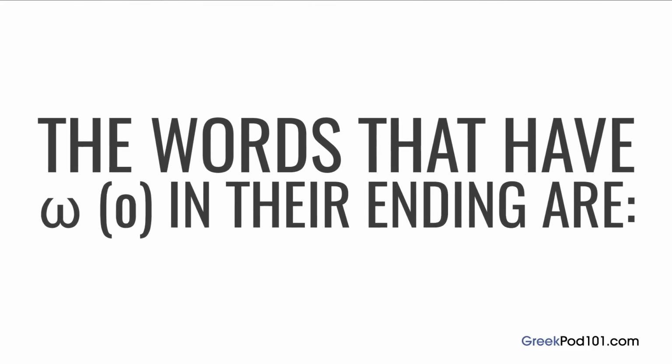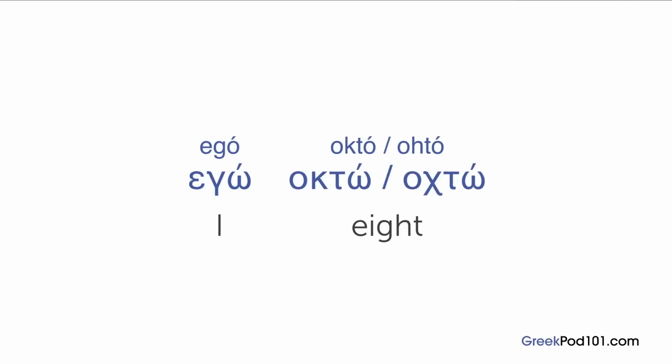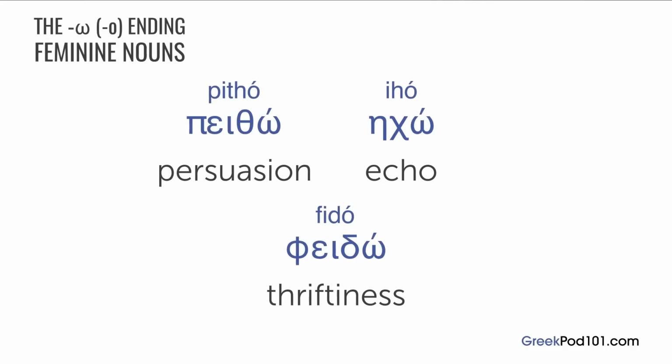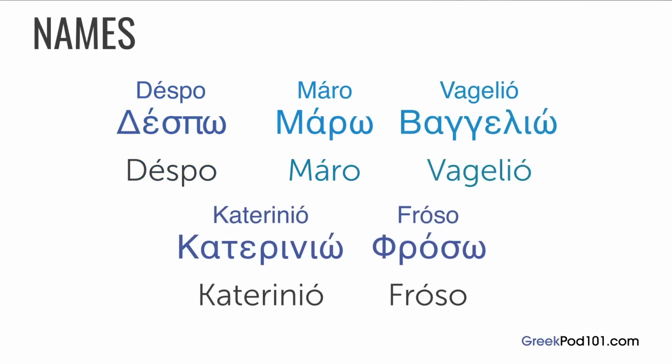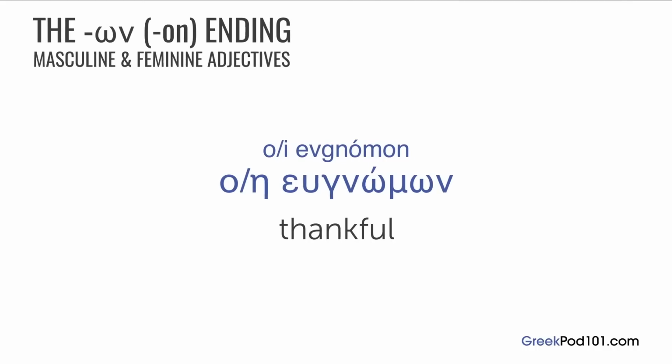Finally, the words that have omega in their ending are the pronoun εγώ, I, the number οκτώ or οχτώ, 8, the o-ending feminine nouns such as πειθώ, persuasion, ηχώ, echo, φειδώ, thriftiness, and names such as Κλειώ, Ερατώ, Ηρώ, Αργυρώ, Βασίλο, Δέσπο, Μάρο, Βαγγελιό, Κατερινιό, Φρόσο, etc. The on-ending masculine and feminine adjectives such as ο, η ευγνώμων, thankful.